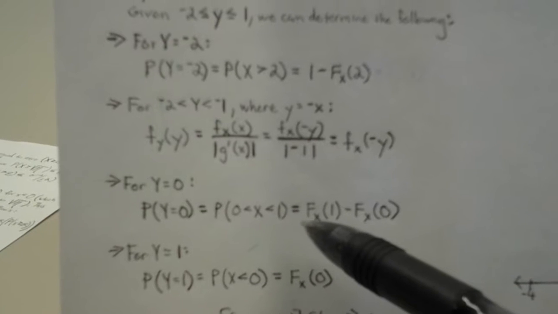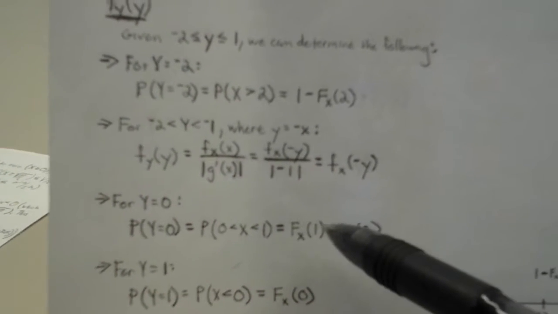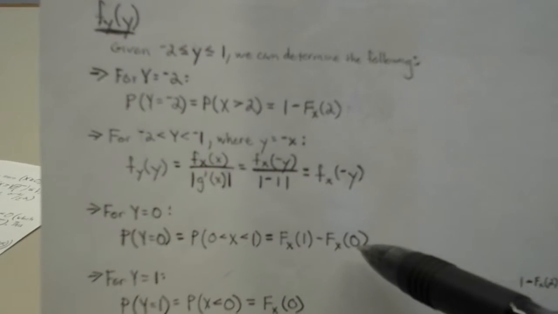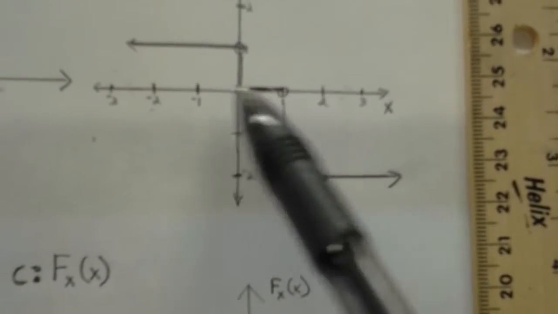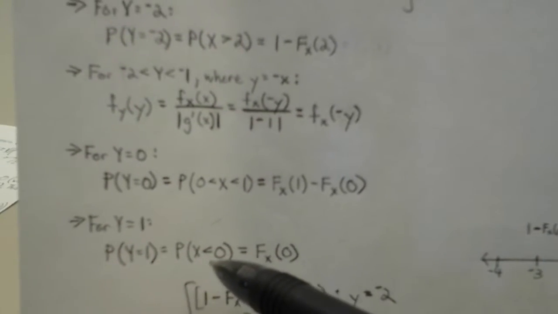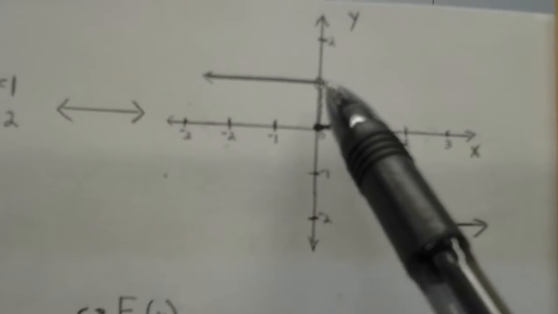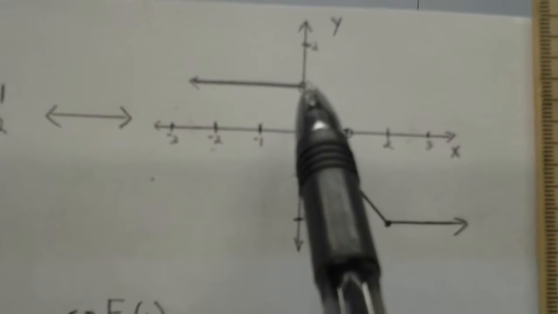All right? And that's just going to be a simple difference of the big F of x. So big F of x at 1 minus big F of x at 0. All right? Which makes sense. 1 minus 0, we're going to get that difference right there. And then for y equals 1 right there, it's going to correspond to probabilities less than 0. Makes sense. X is less than 0, where the y is defined at 1. All right, and that's just going to be defined as big F of x at 0.